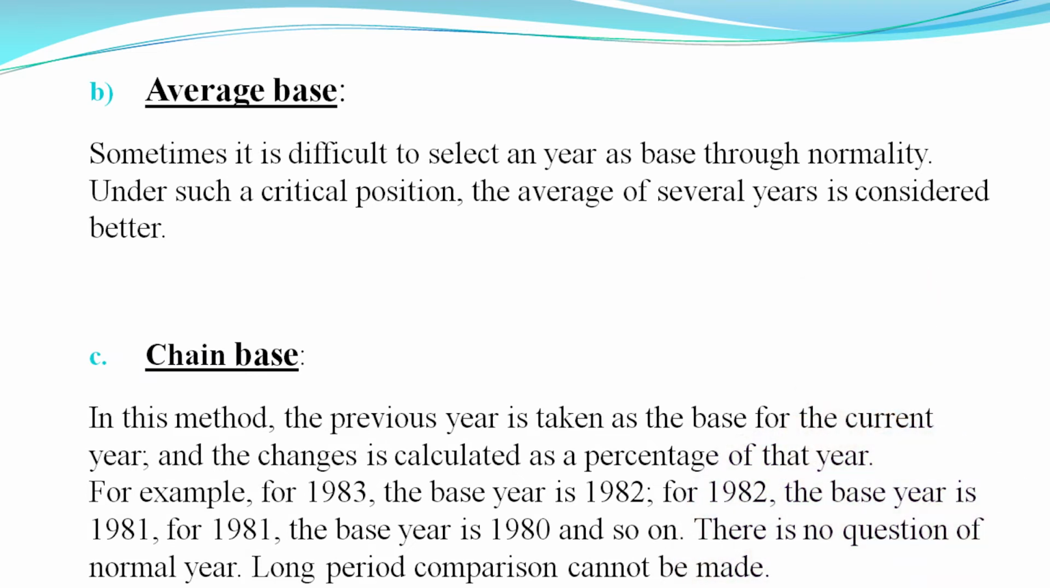Next, third one is chain base year. In this method, the previous year is taken as the base for the current year, and the change is calculated as a percentage of that year. For example, for 1983, the base year is 1982. For 1982, the base year is 1981, and so on. There is no question of a normal year. Long period comparison cannot be made under this chain base method.